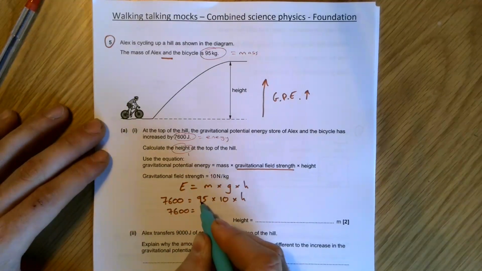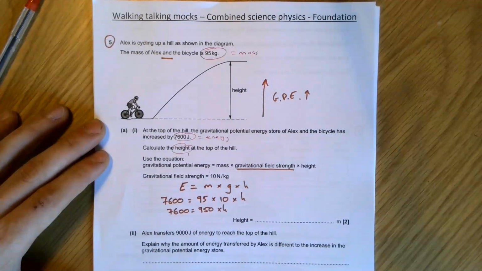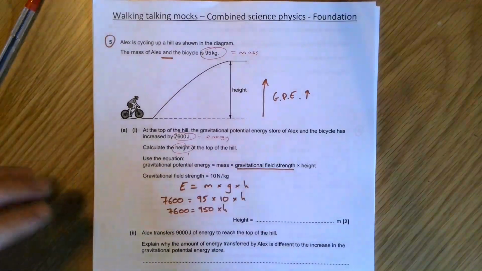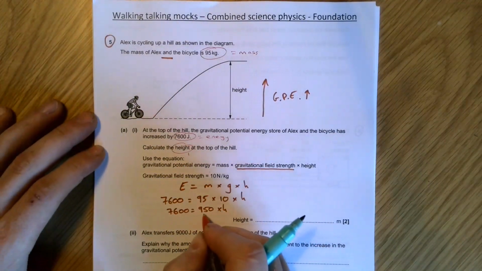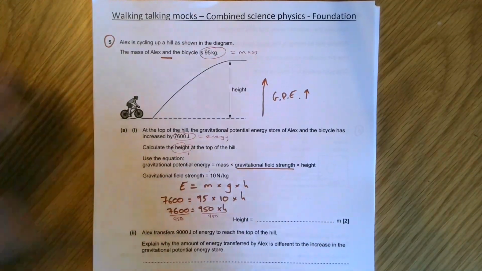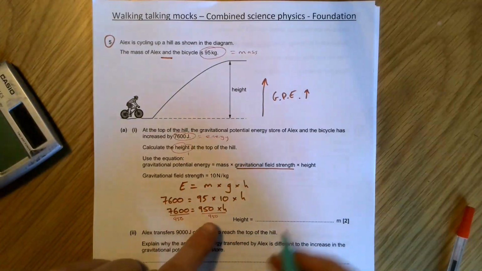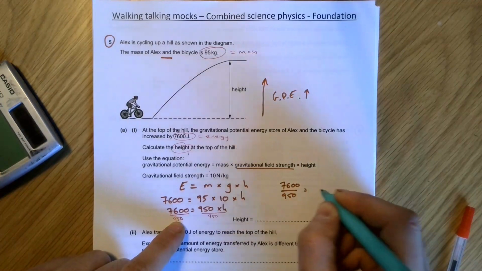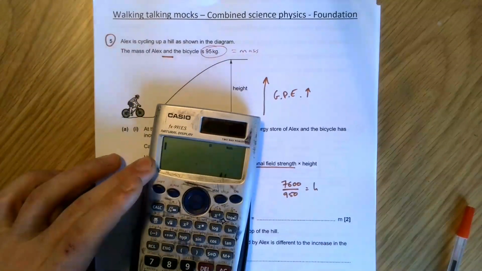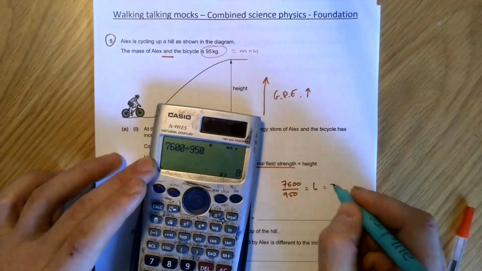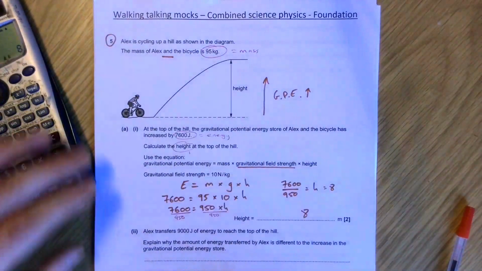We can obviously do 95 times 10, which is 950, times height. We now want to make height the subject of the equation, so we need to do the inverse of multiply by 950, which is divide by 950. So our calculation to find out height becomes 7,600 divided by 950, which is the height. And if I just quickly put that in my calculator, I get 8. So I'm going to write 8 on the answer line.